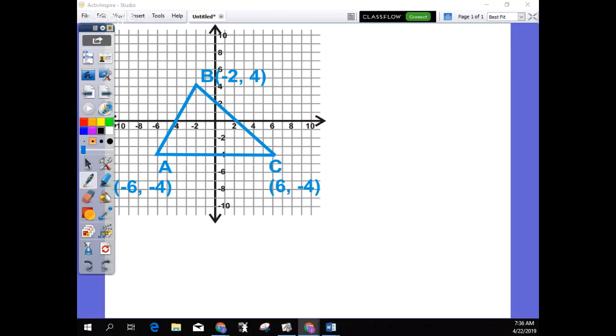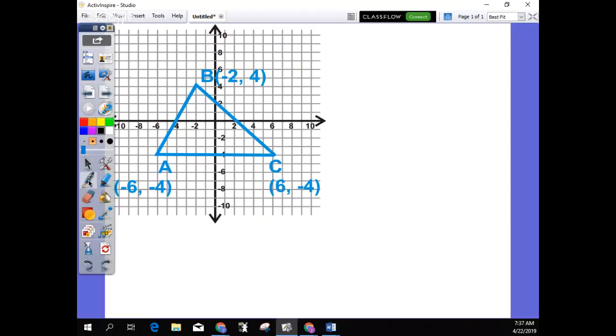Hello, we're going to do some translations on the coordinate plane. We're going to use coordinate notation to describe them and perform them, and we're going to use vector notation to describe them and perform them. A translation, if you remember, is just a slide in the coordinate plane. It's an isometry, meaning that it doesn't change the object's shape or size. So this is simply going to slide it in the plane.